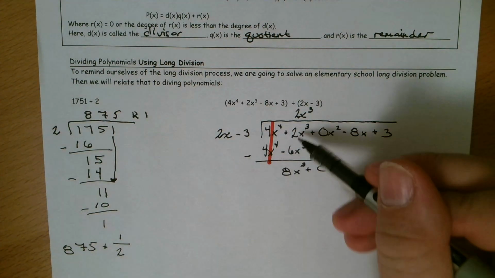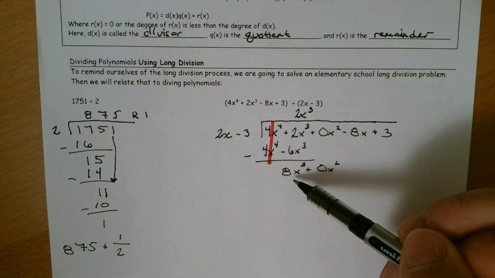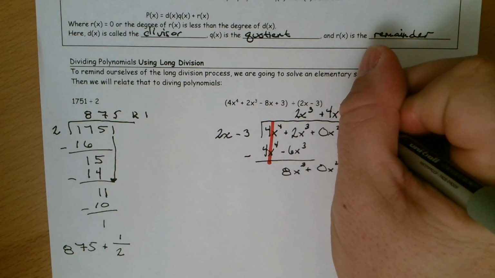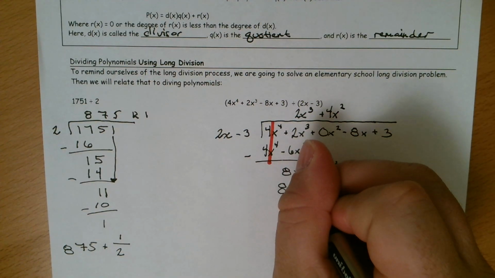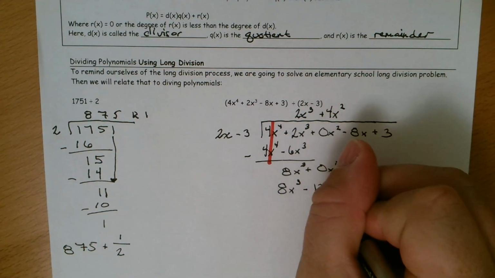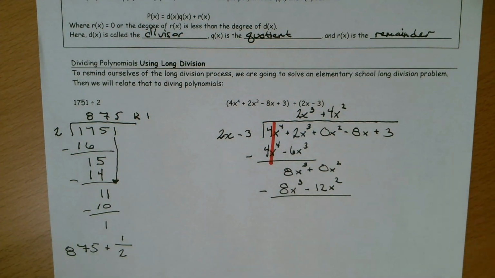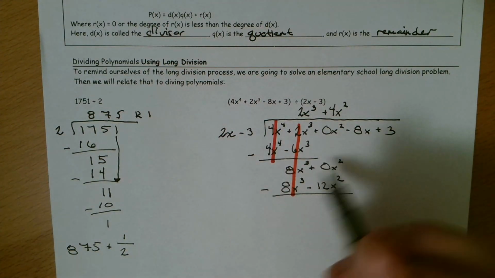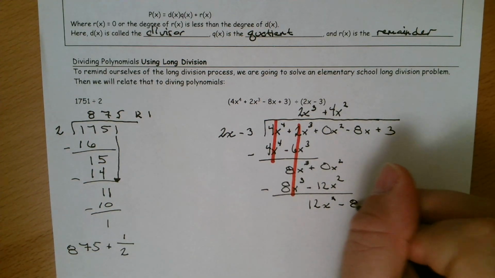Now let's get rid of this column right here. What do we need to multiply 2x by in order to get 8x cubed? We better multiply by positive 4x squared. 2x times 4x squared equals 8x cubed, and negative 3 times 4x squared is negative 12x squared. And we can subtract, and we should notice the yard being mowed. That's good stuff. 0 minus negative 12 is going to be a positive 12x squared. And bring down your next term.